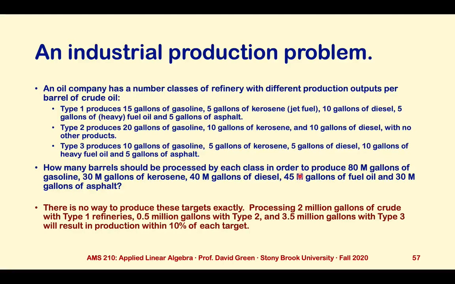Always important to remember, after we've dealt with the math part of the problem, we need to come back to the original problem and give our answer in terms of the problem we were posed. The way we do this is to note, first of all, there is no way to perfectly match these targets, but if we were to process 2 million gallons of crude through type 1 refineries, 500,000 with type 2, and 3.5 through type 3, we would be able to get productions within 10% of each of the targets. That's a description of our answer in the context of the original problem.